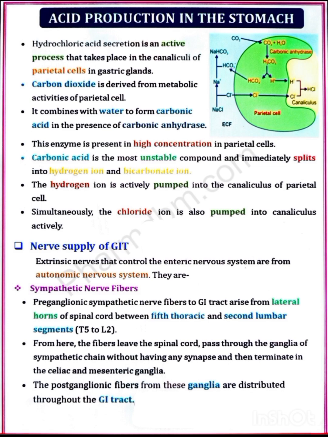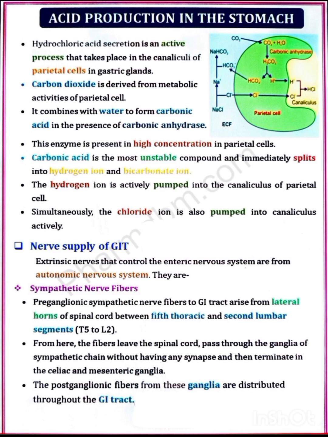Carbonic acid is a very unstable compound and immediately splits into hydrogen ion and bicarbonate ion. The hydrogen ion is actively pumped into the canaliculi of parietal cells. Simultaneously, the chloride ion is also actively pumped into the canaliculi.